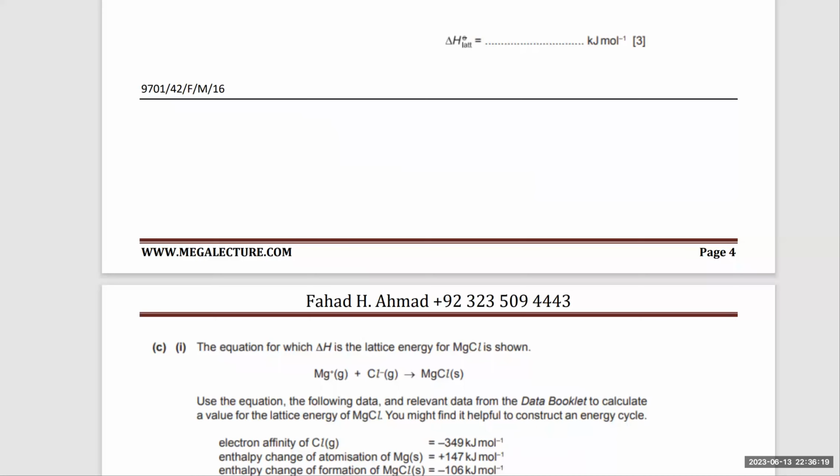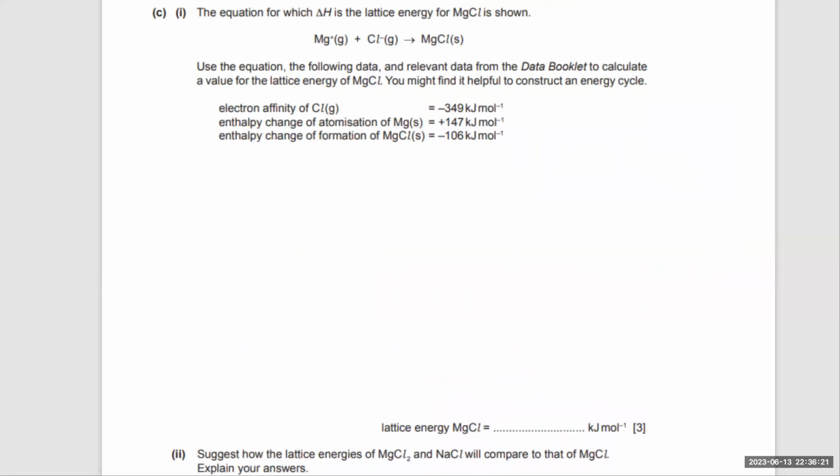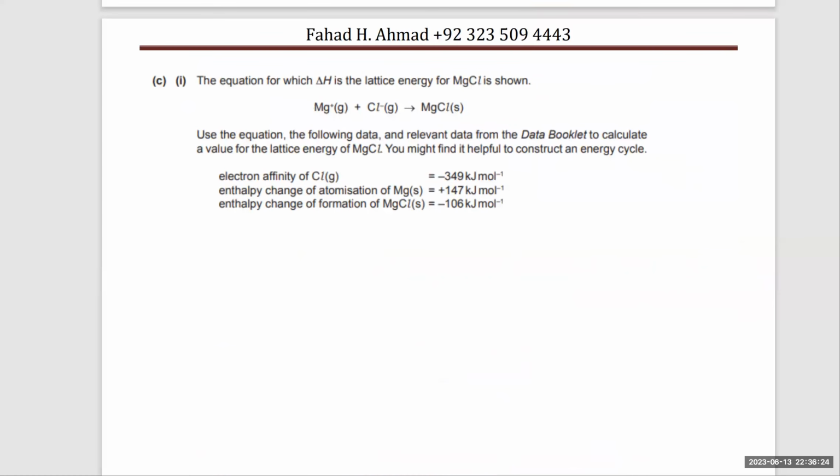So the next one. Can you draw the Born-Haber cycle? I'm going to write down the missing values. He says, write the equation, the following data. Construct an energy cycle, a value for the lattice energy of MgCl. Now, just remember one thing: here Mg is +1. So the ionic lattice only has Mg +1. So you don't turn it into Mg +2. So they're looking for this value, but you would have to construct the whole Born-Haber cycle.